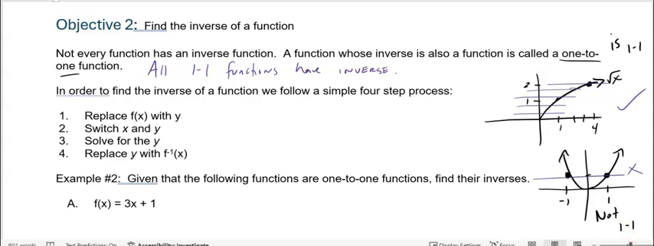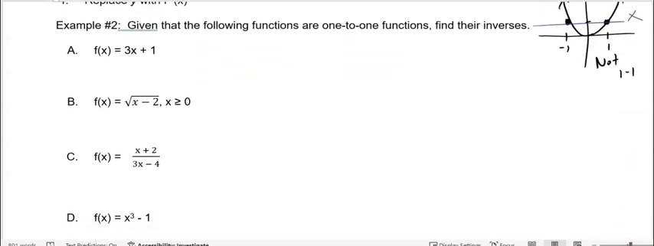If I look at my first example here, 3x plus 1, that's a one-to-one function. I know that's a line, right? This is why it's important to know our standard functions. So this is a line, I could graph it, 3x plus 1 looks like that, and I know it's one-to-one. Okay, so now let's find the inverse.